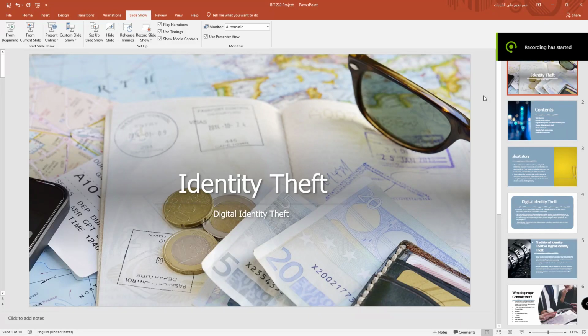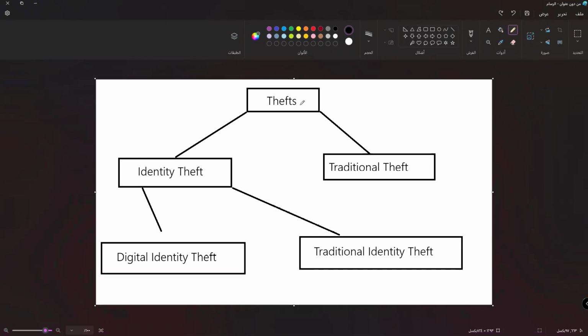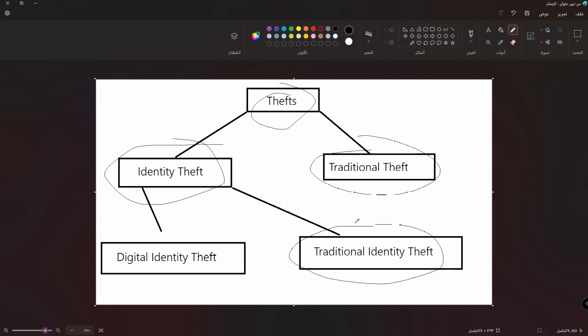Hello guys, today I'm going to talk about important ethical issues. Identity theft. Basically, there are two general forms of theft: traditional theft and identity theft. And also, there are two main types of identity theft: traditional identity theft and digital identity theft. In this video, I will focus on digital identity theft.